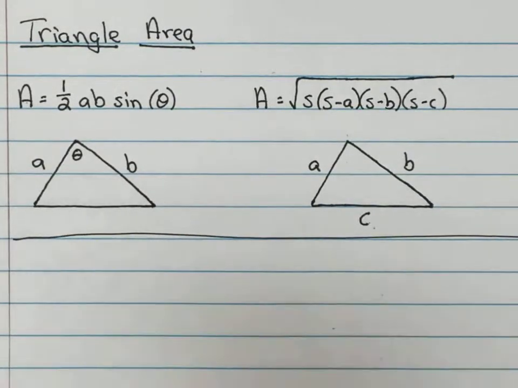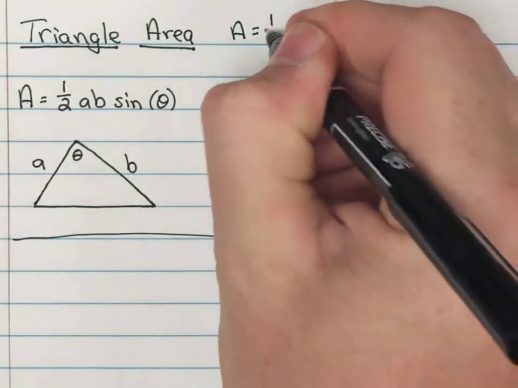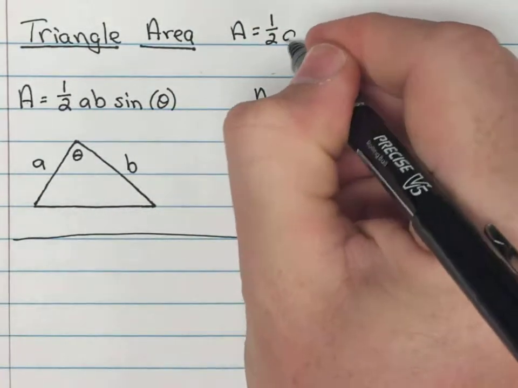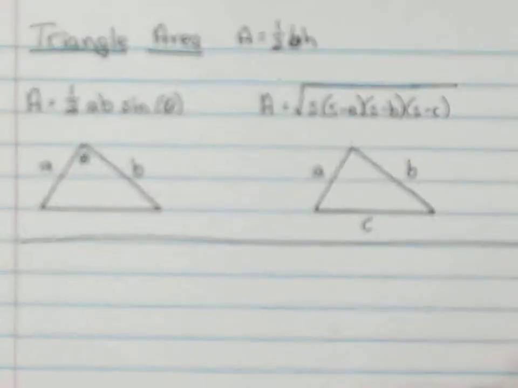If you'll think back to geometry, there's a formula that we learned for finding the area of a triangle. Area is equal to half times base times height, from geometry.